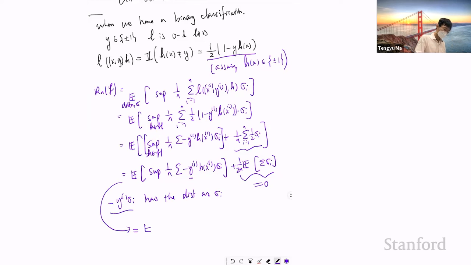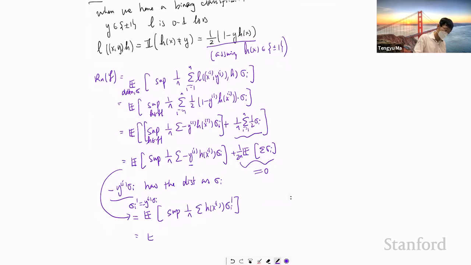The easiest way to check this, I saw some confusion, is you just define sigma i prime to be minus y sigma i. Then you get sup of 1 over n sum of h of x_i sigma i prime. But still, sigma i prime's distribution is plus 1 or minus 1 uniform and independent, right? So sigma i prime has the same distribution as sigma i, so you can just write this the same way as this, with sigma i.